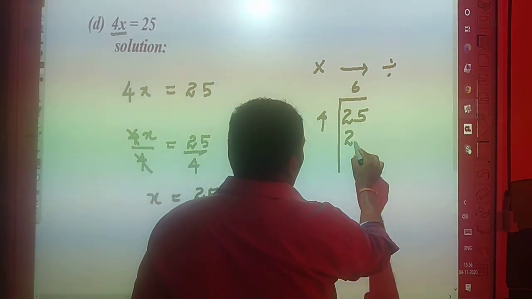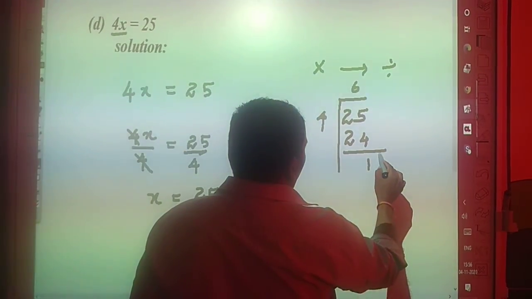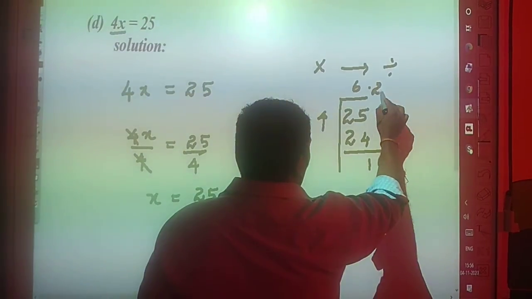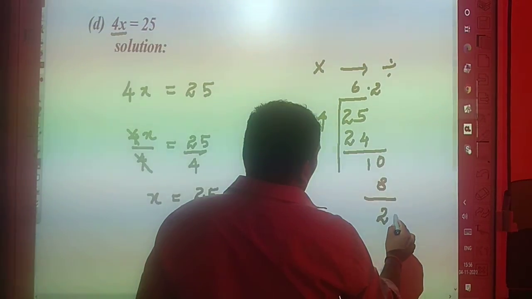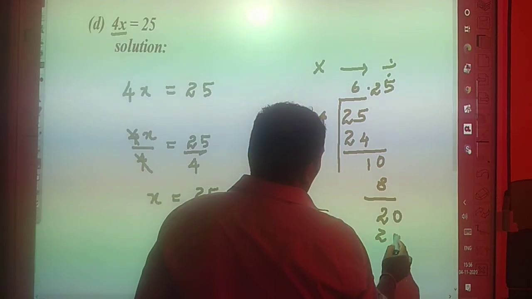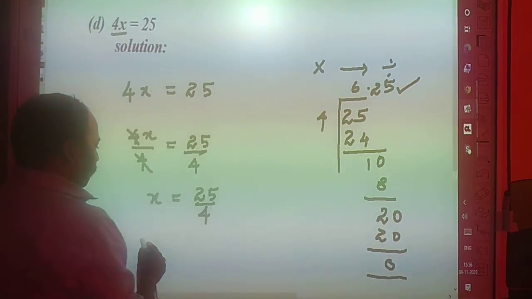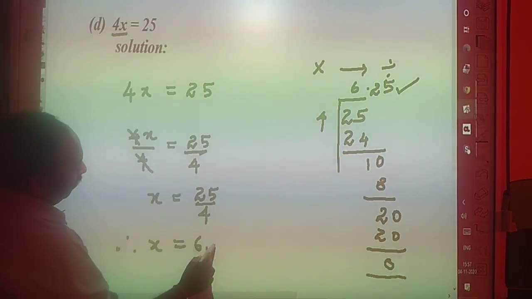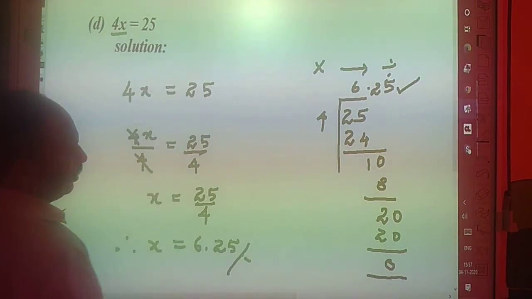6 4s are 24. Remaining 1. Take 0. 2 4s are 8. 10 minus 8 is equal to 2 and 0. 5 4s are 20. So the answer is 6.25. Therefore x value is equal to 6.25.